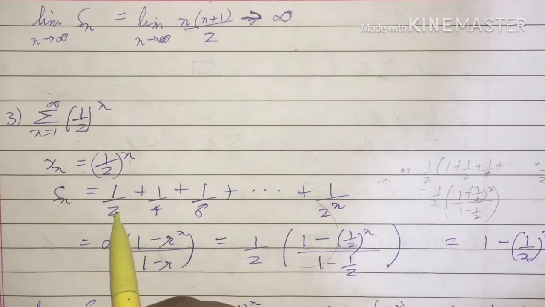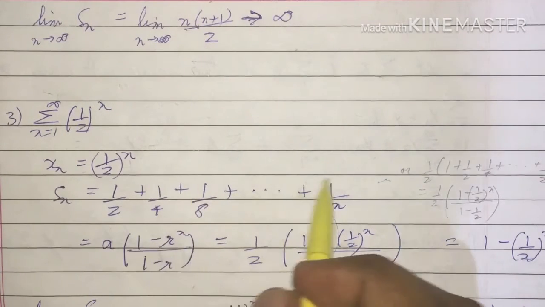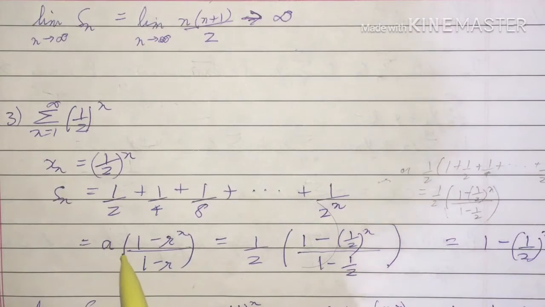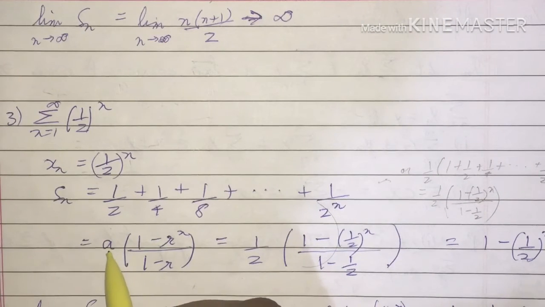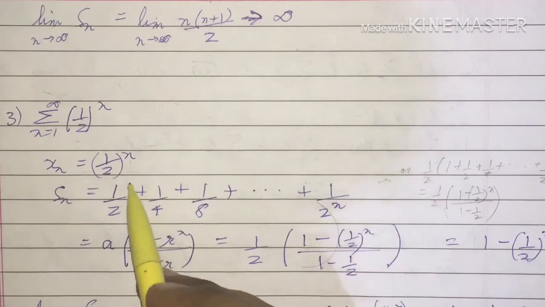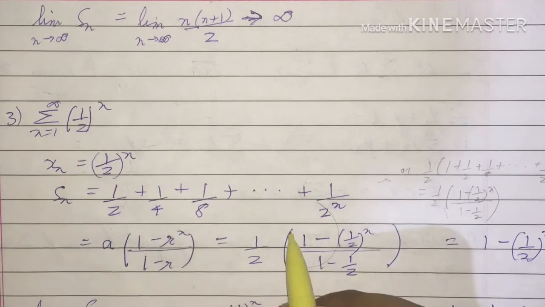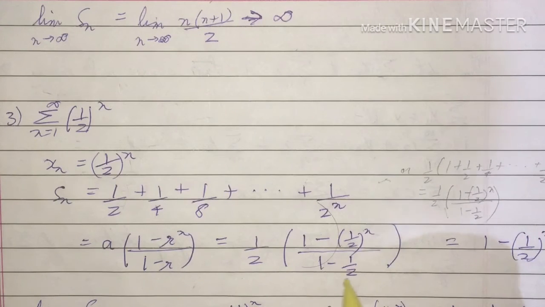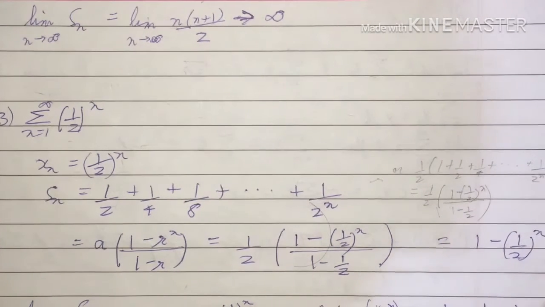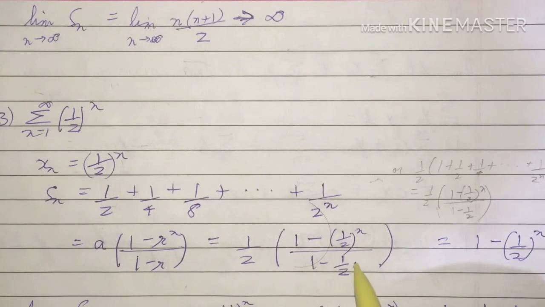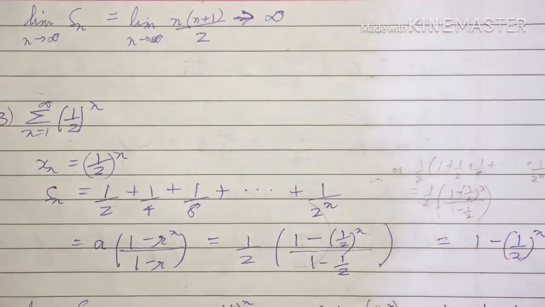Now this is a geometric progression with common ratio of half. And as I showed in another video, the formula is basically a into 1 minus r raised to n upon 1 minus r. The first element is half, so half into 1 minus common ratio half raised to n upon 1 minus half, which is basically this half and 1 minus half, which is also half, cancel off to give you 1 minus half raised to n.